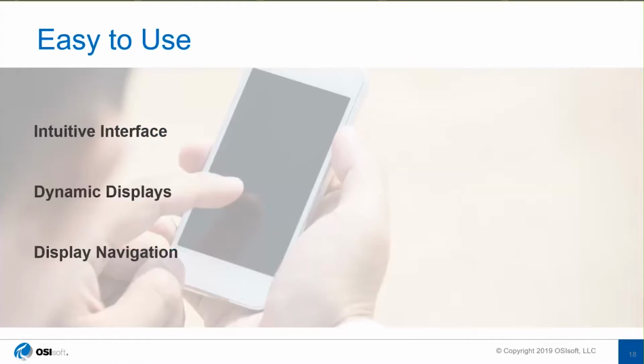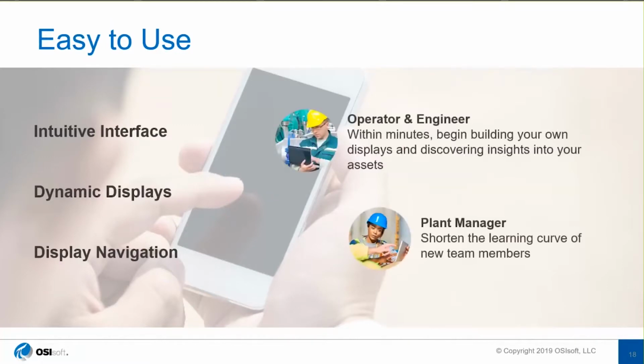Talk about easy to use. So what makes PI Vision easy to use? Intuitive interface and has dynamic displays that lends to easy display navigation. How do you benefit from this? As an operator or an engineer, within minutes, you can begin building your displays and discovering the insights into your assets when you need it. And we hear this from customers all the time that they say within 15 to 30 minutes of just playing around with the tool, they can begin building out these trends and displays and really seeing these insights into their assets that they haven't seen before. So it's a really intuitive and easy tool for someone to pick up and learn.